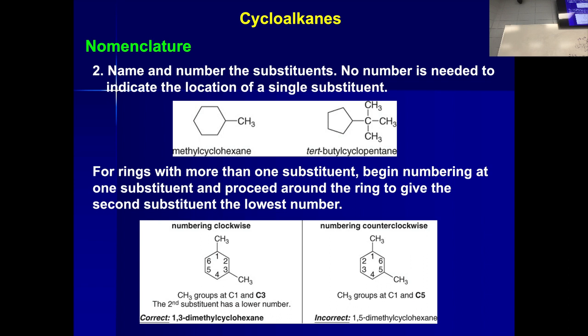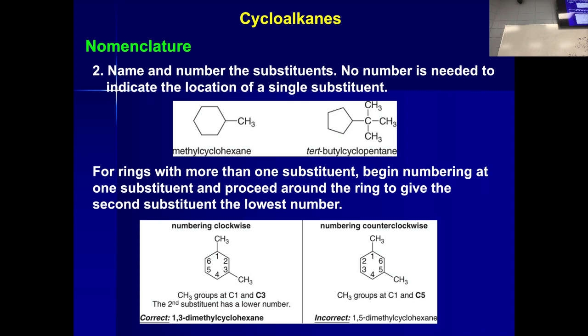So in this particular case, we're talking about dimethyl cyclohexane. They switched it up on us, okay? But if I number clockwise, my groups would be on carbons 1 and 3. If I number counterclockwise, they would be on 1 and 5. So I want it to be 1,3 dimethyl cyclohexane. Same rules still apply, okay?